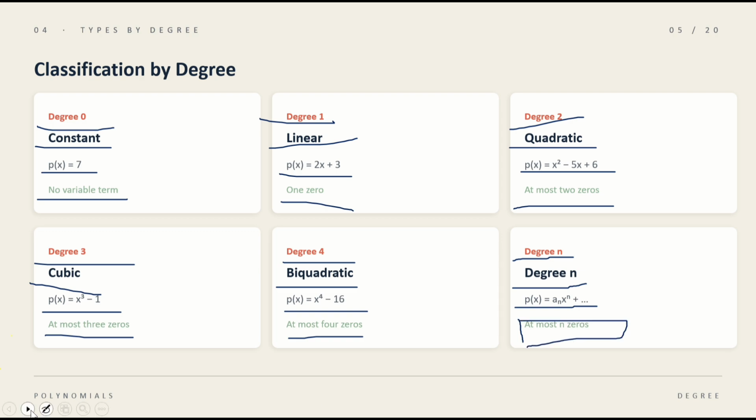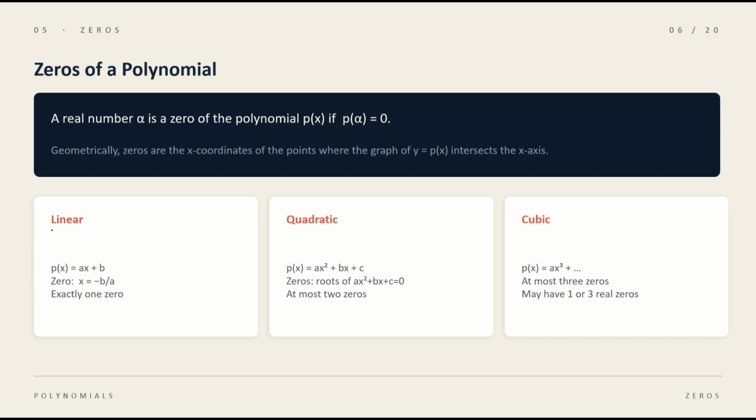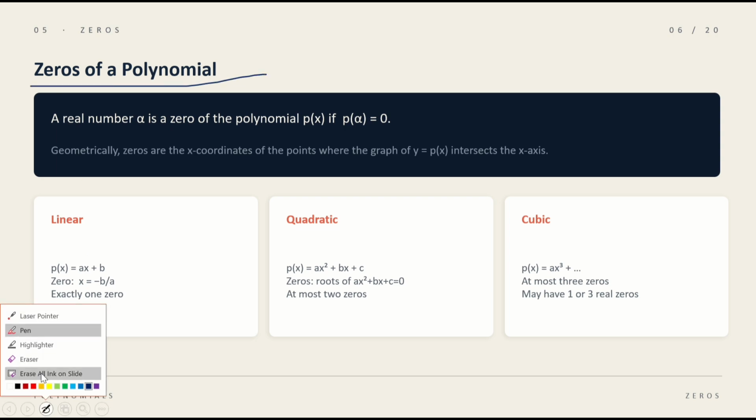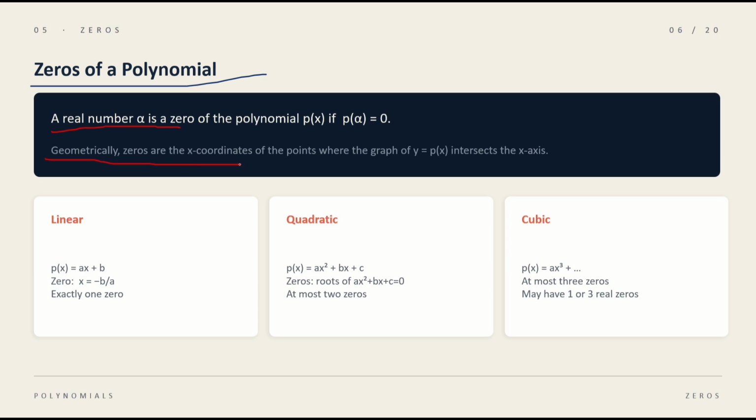Zeros of a polynomial. A real number alpha is a zero of the polynomial if p(alpha) = 0. That means if any number is put into the polynomial and it gives the value 0, then it is known as a zero of the polynomial. Geometrically, zeros are the x-coordinates of the points where the graph y = p(x) intersects the x-axis.